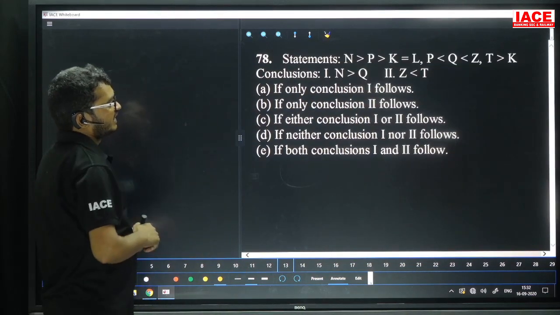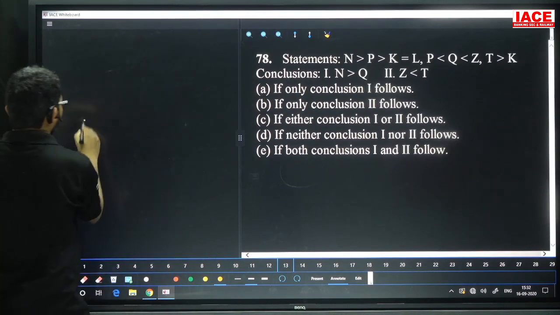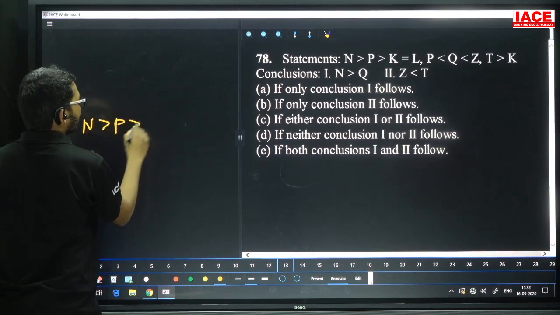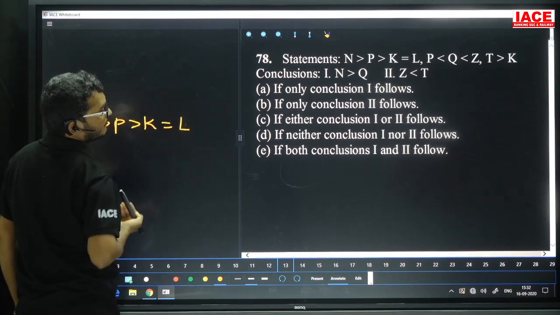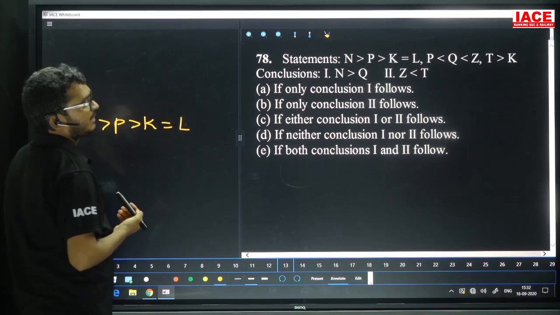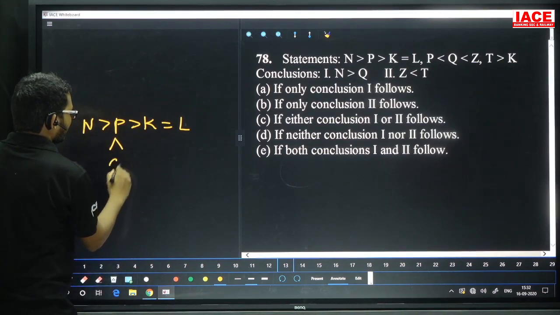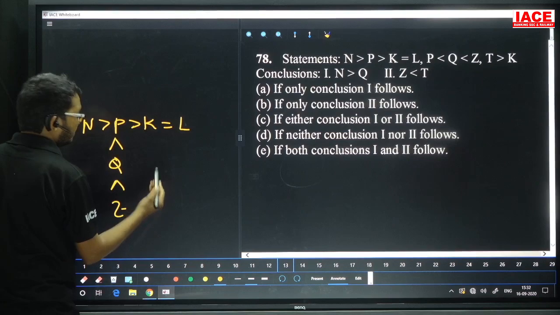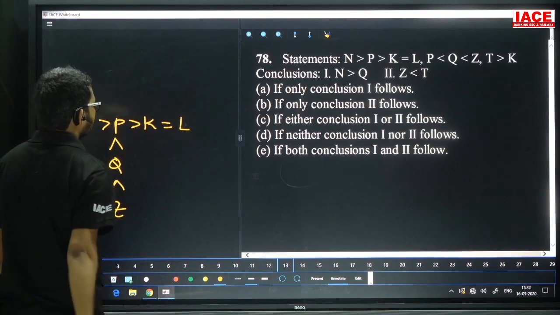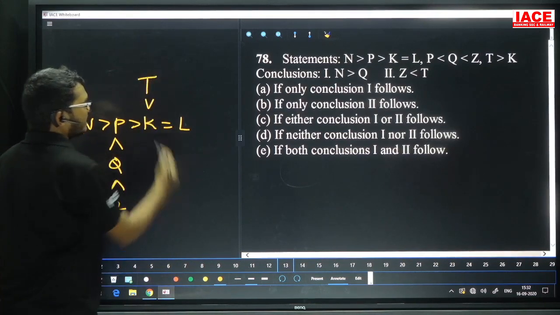Next, question number 78. The given statements are: N greater than P, P greater than K equal to L. Now, the first statement and second statement have what in common? P. Now P less than Q, next one less than Z. Last one is what? T is greater than K. Take care, T is greater than K.